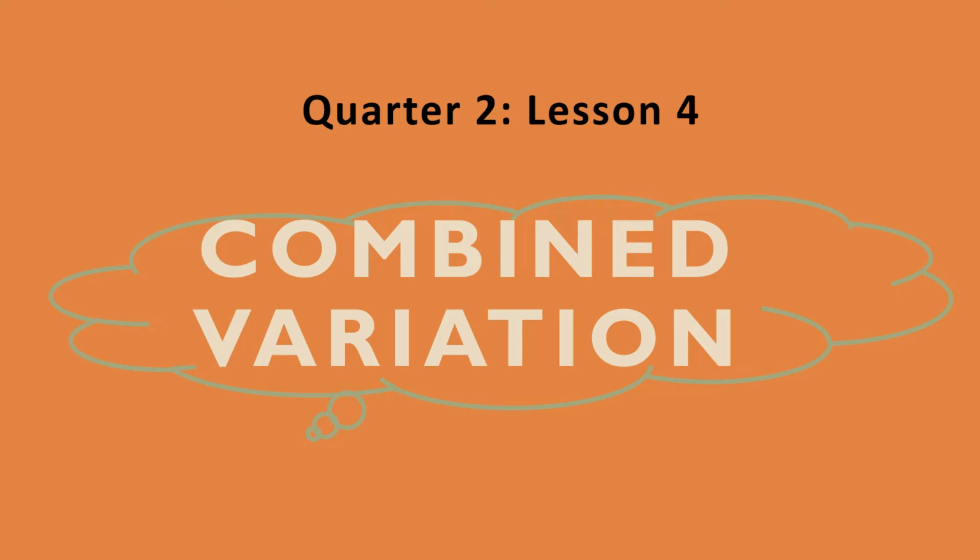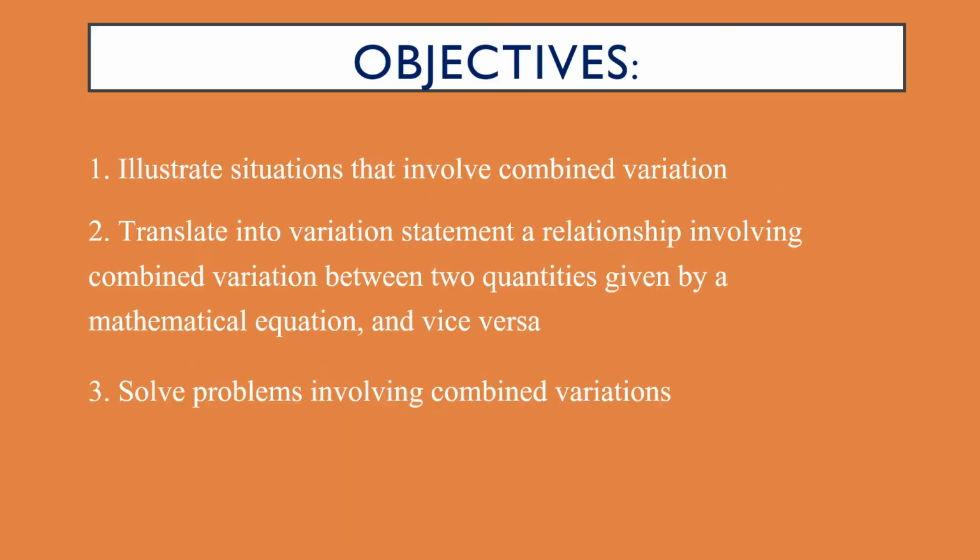Hi, today we will learn about combined variation. Here are our objectives. Number 1, illustrate situations that involve combined variation. Number 2, translate into variation statement a relationship involving combined variation between two quantities given by a mathematical equation and vice versa. And lastly, solve problems involving combined variation.